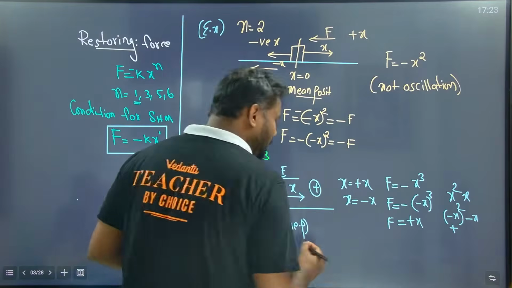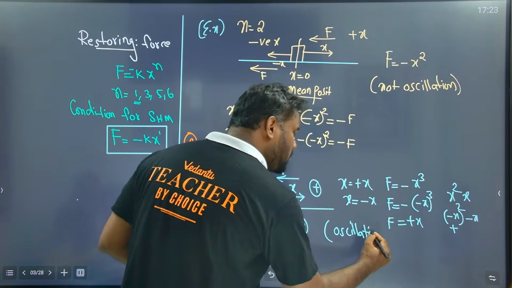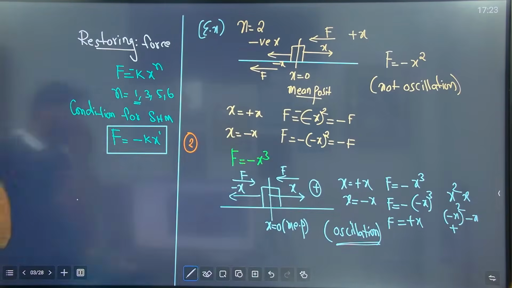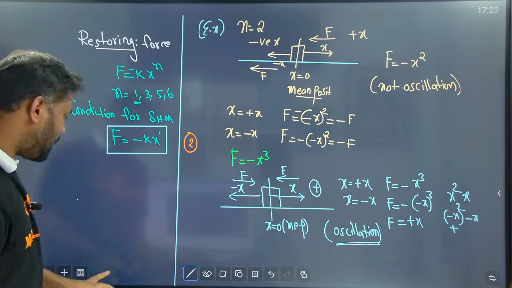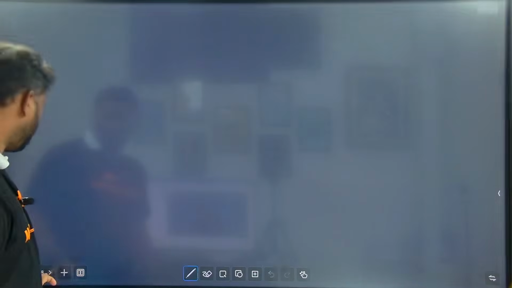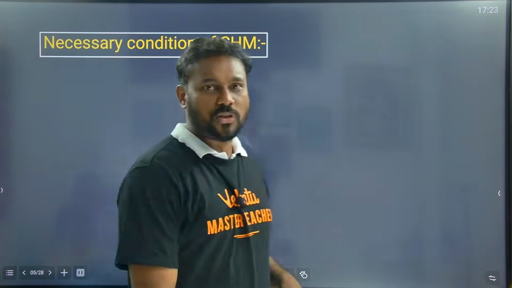Under the x cube force, the particle exhibits an oscillation motion. So this must be known clearly. Any doubt? Clear? So I'm moving to the next one, the necessary and sufficient condition for simple harmonic motion.